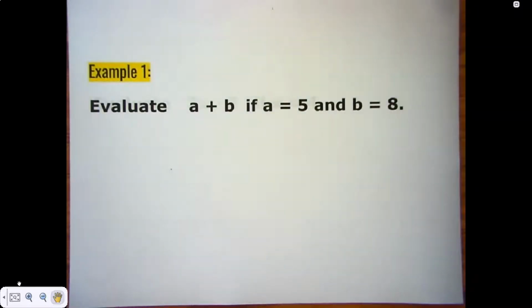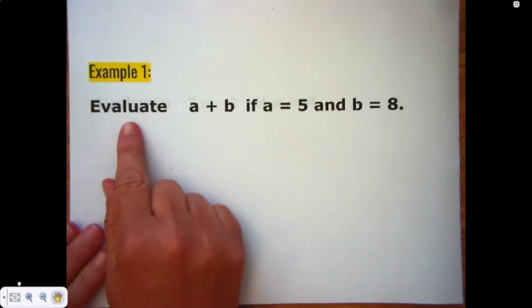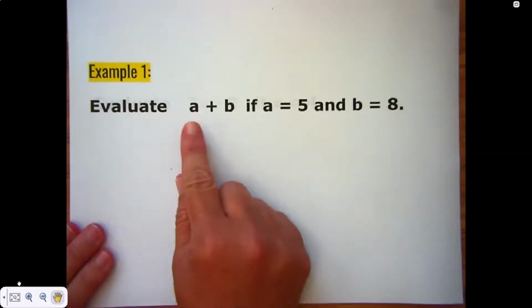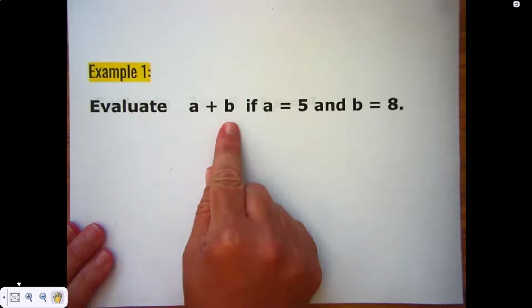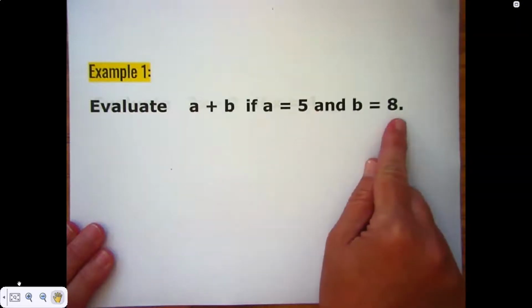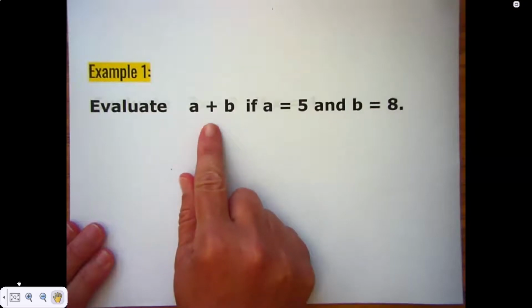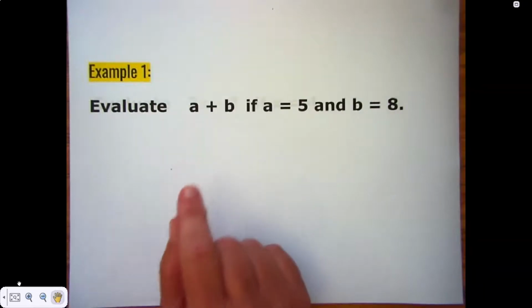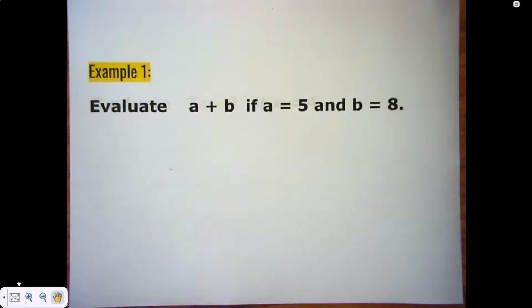All right, so let's get into some problems here. Here's the kind of problem we're going to be looking at. Evaluate, find the value of a plus b if you know that a is equal to 5 and b is equal to 8. So this is an algebraic expression because it contains variables. We're going to evaluate this if we know that a is 5 and b is 8.